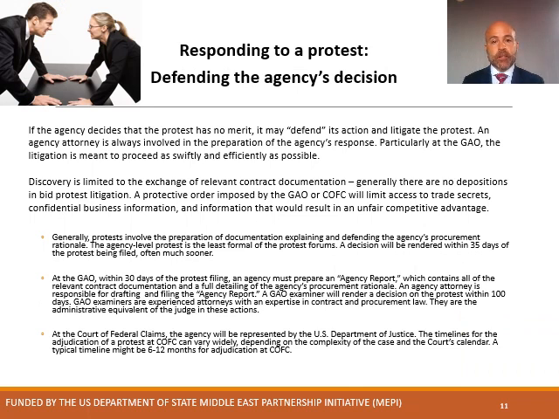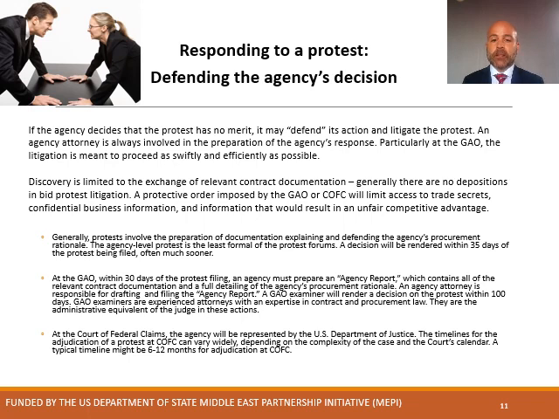By contrast, the agency may decide that it will defend the agency's procurement process against the protest and litigate the protest to decision. If, for example, the agency determines that the protest really has no merits, it will defend its action and litigate the protest. An agency attorney is always involved in the litigation of the protest and the preparation of the agency's response. Particularly at the agency level and at the GAO, the litigation is meant to proceed as swiftly and efficiently as possible. To that end, discovery is actually quite limited.